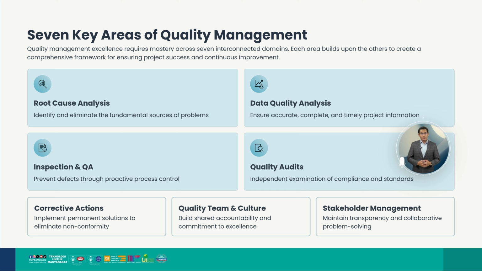So in this unit, we will examine 7 critical areas that will strengthen your ability to manage quality in projects. These areas include root cause analysis, data quality analysis and representation, inspection and quality assurance, quality audits, corrective actions, developing a quality team and culture, and managing quality issues with project stakeholders. We will begin with a thorough explanation of each concept to ensure a solid understanding before moving to relevant examples drawn from a real-world project management context.